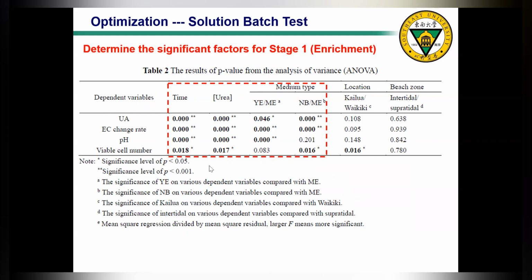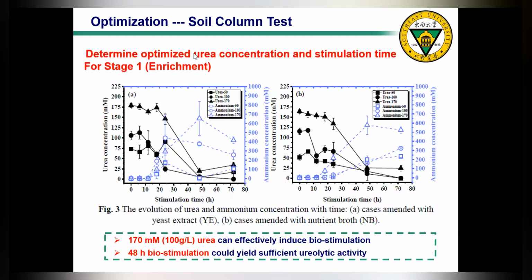So in order to further determine the optimized urea concentration and stimulation time, we did the soil column test. It's quite similar to the solution batch test. The only difference is that we directly inject the enrichment solution into the soil column, and after a certain period, we take soil samples and measure the urea concentration and ammonia concentration. So here are the results.